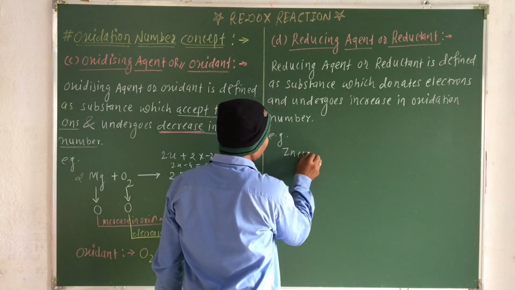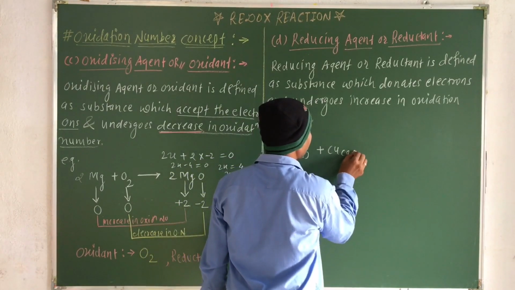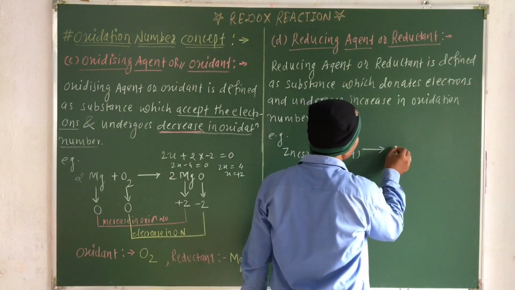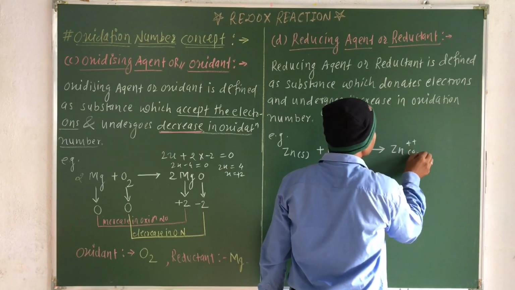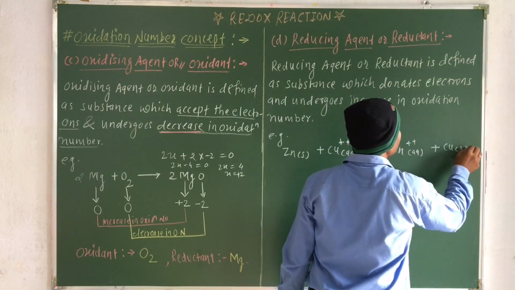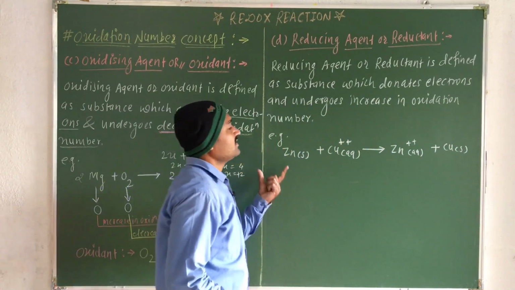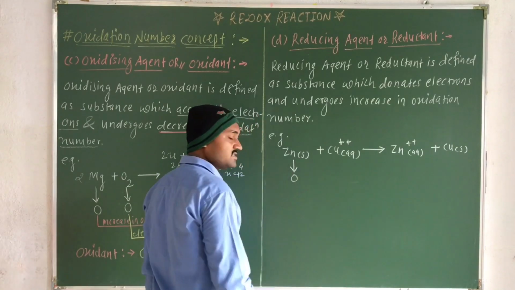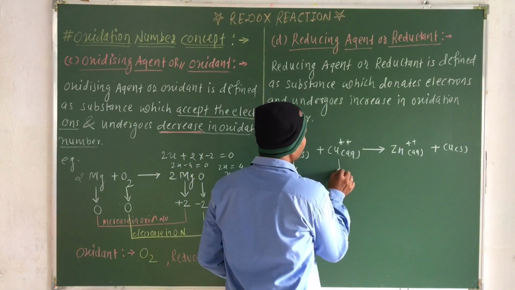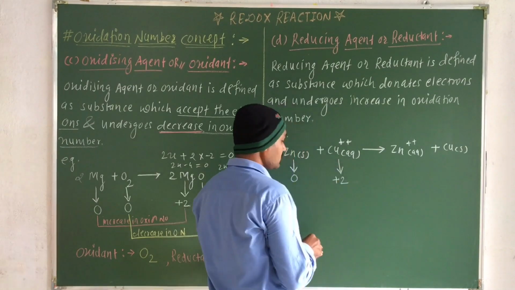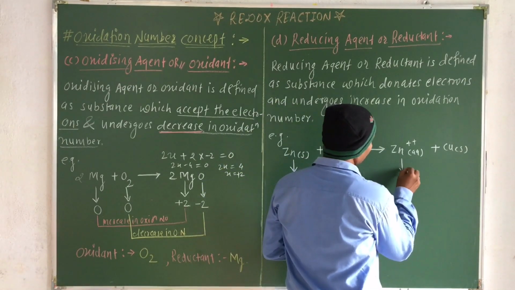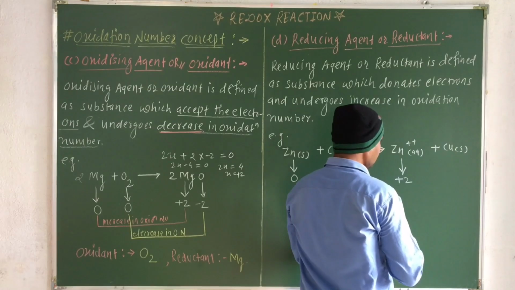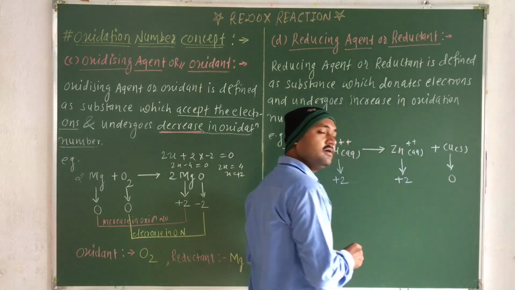Zinc in solid plus copper aqueous, copper plus 2 ion in aqueous gives, it is a very simple example one, zinc plus 2 aqueous plus copper solid. Okay, now again assign the oxidation number for each atom. Zinc is in the free elemental state, so the oxidation number will be 0. Monoatomic ion, oxidation number will be +2. Now again here zinc monoatomic ion, oxidation number will be +2. Now copper is in the free elemental state, so its oxidation number will be 0.